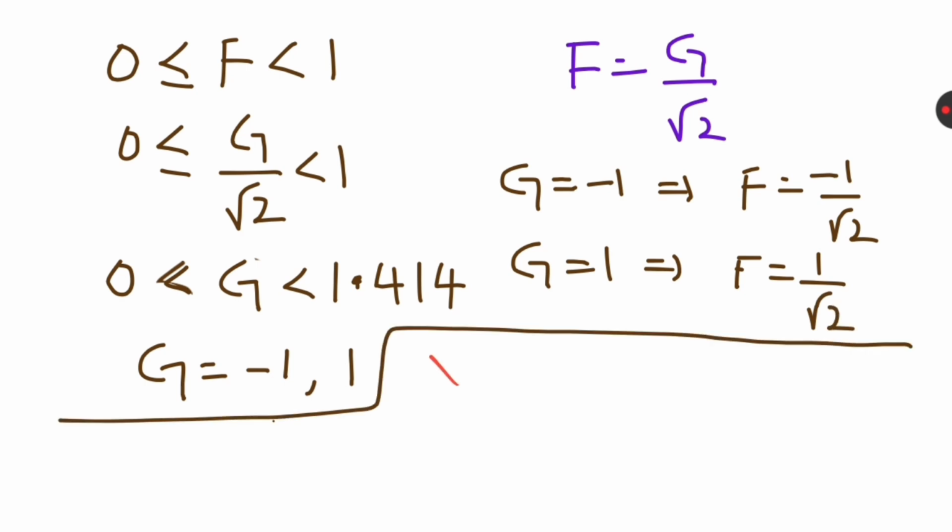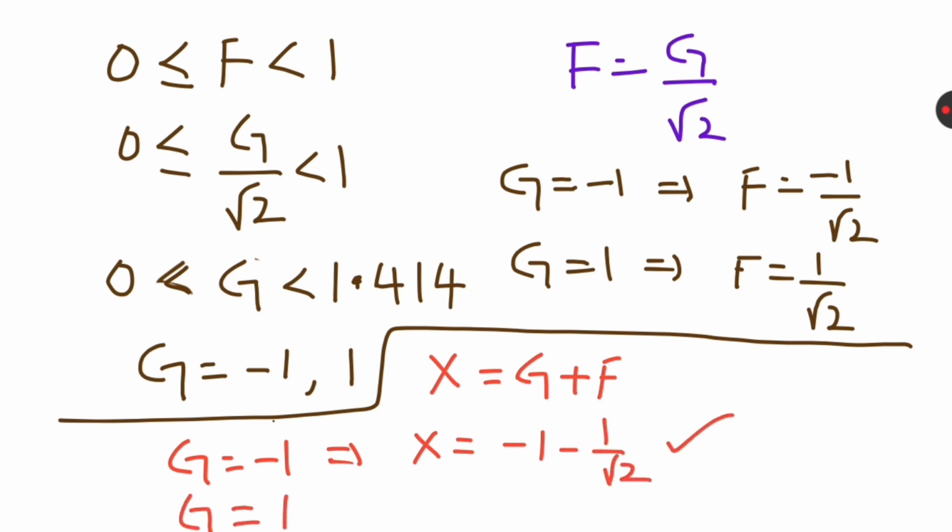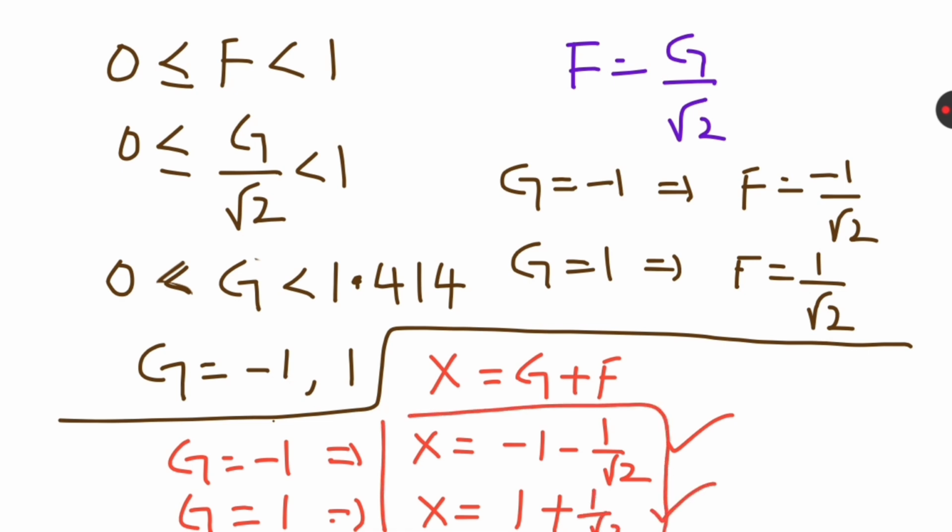We know that x is g plus f. So if you substitute g as minus 1, then x is going to be minus 1. So if g is minus 1, then f is minus 1 over root 2. That means x is minus 1 minus 1 over root 2. So this is one real number. Suppose you take g as positive 1, then x is going to be g, positive 1, plus f, which is 1 over root 2. So this is another real value. So finally we got 2 real values of x. So the answer is 2.